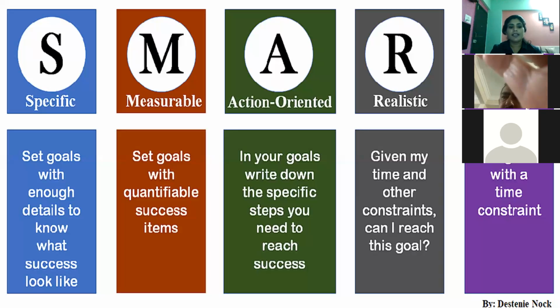S is specific: set goals with enough details to know what success looks like. Measurable: set goals with quantifiable success items. Action oriented: in your goals, write down the specific steps you need to reach success. Realistic: given my time and other constraints, can I reach this goal? And timely: set goals with a time constraint. So this is what SMART stands for.